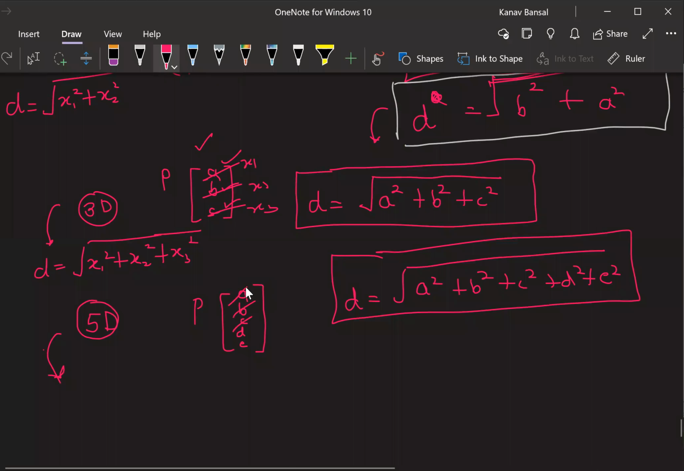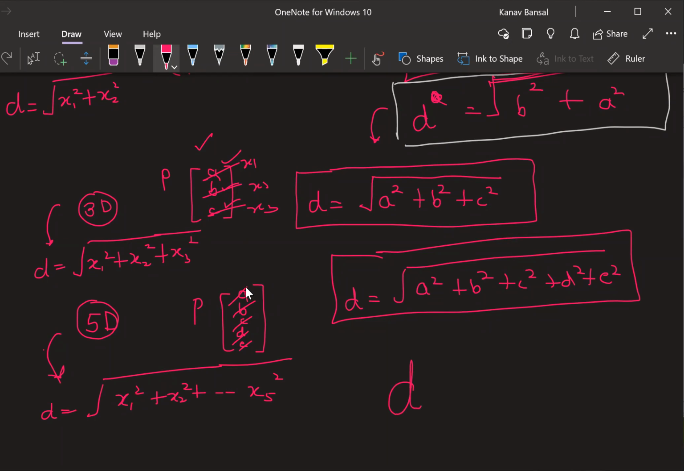If I can represent all these points as x1, x2, x3, x4, and x5, I can say that this is nothing but x1 square plus x2 square plus so on up to x5 square. Now, do you see some pattern here? Can I write it like this?